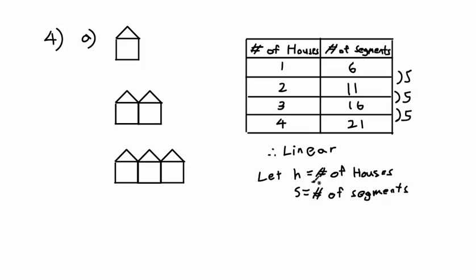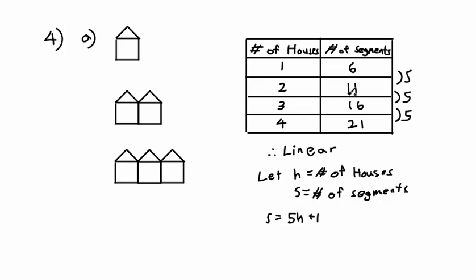Okay, so we have to somehow relate this with this. Well, we know that for every house we add 5 more segments. So that means s has to equal 5h. Okay, so does this work? When we plug in 1 here, when we only have one house, we get 5 times 1, which is 5. But here it says there's 6 segments. So that means we have to add plus 1. And what happens? We get 6, right?